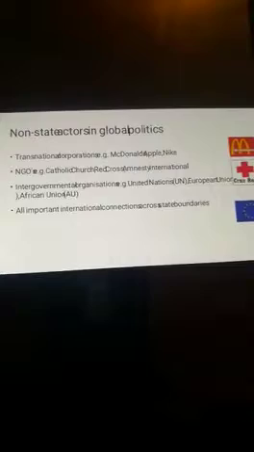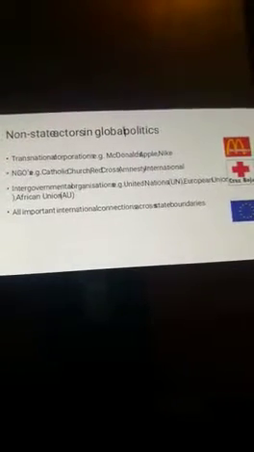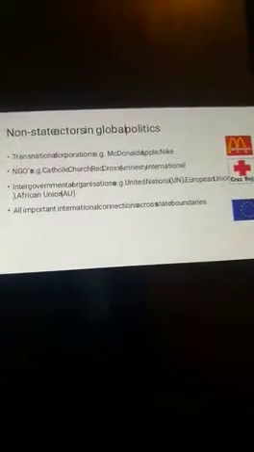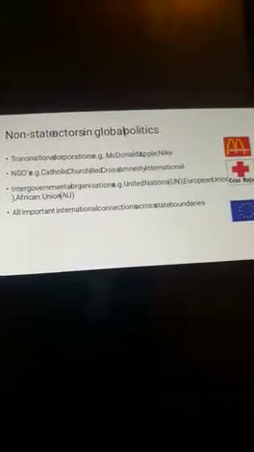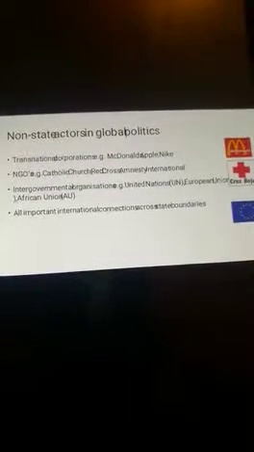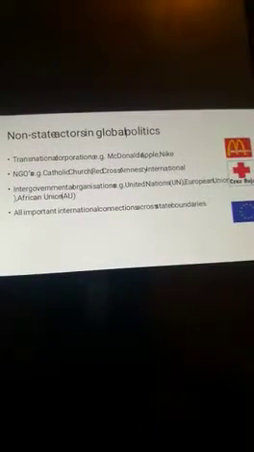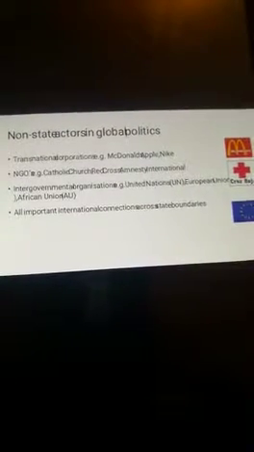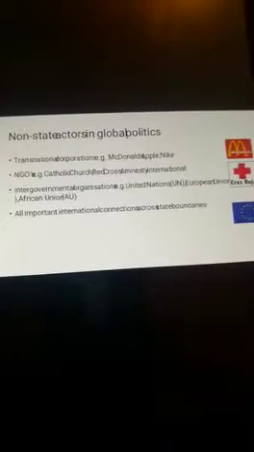Non-state actors in global politics. Transnational corporations such as McDonald's, Apple, Nike. NGOs such as the Catholic Church, Red Cross, Amnesty International. Intergovernmental organizations such as the United Nations, European Union, African Union. All important international connections across state boundaries.